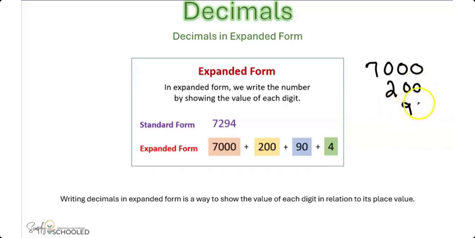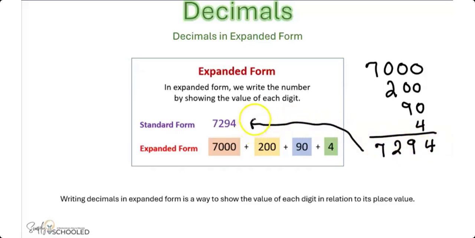And just to show you that it is true, we've got 7,000, 200, 90, and 4. And if you add these all up, keep your column straight, you get your original number. So an expanded form means you're just showing the value of each place value in the number.